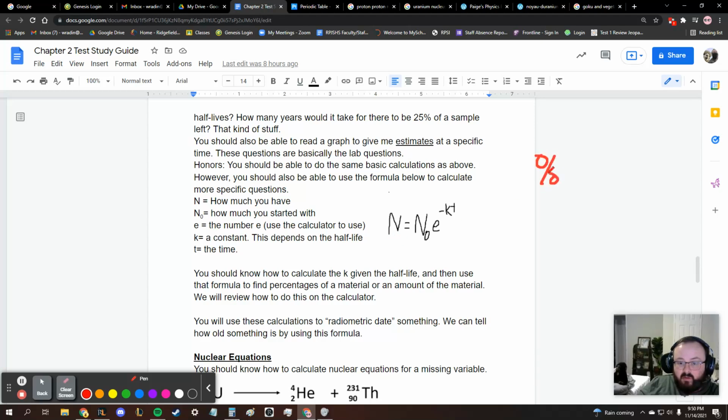So the percentage equals e to the negative kt, which is why when you're calculating the k constant, you set this equal to 1/2 equals e to the negative k half-life. Which I will go through in the practice problems. Not doing that here. All right. So you're going to need to know how to calculate that k, and you're going to use that formula to find percentages of a material or an amount of that material.